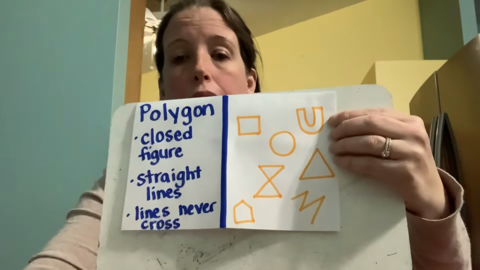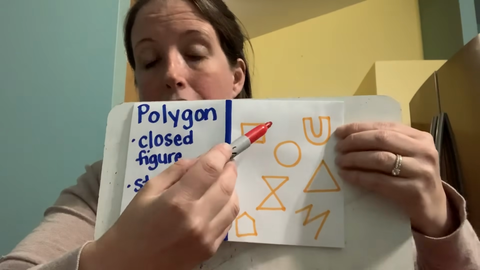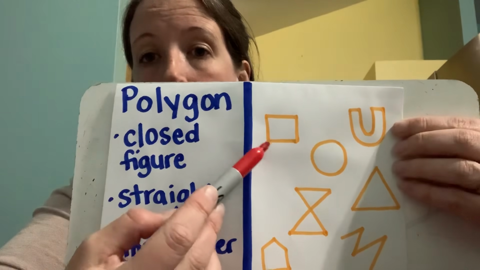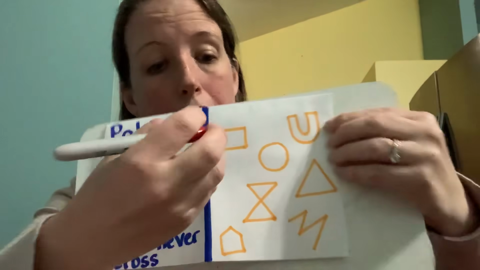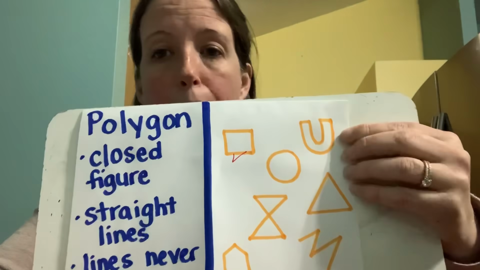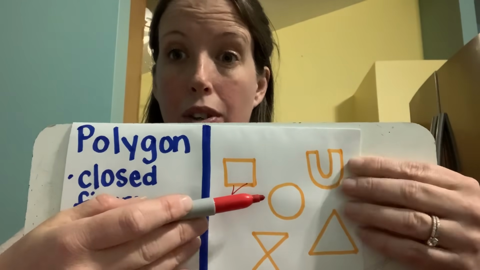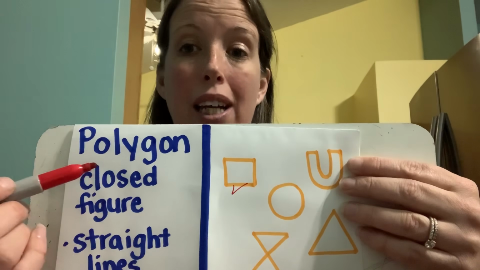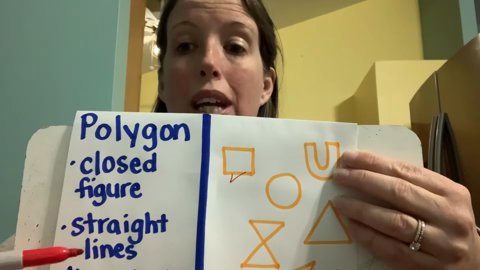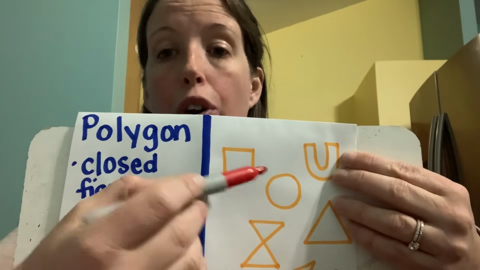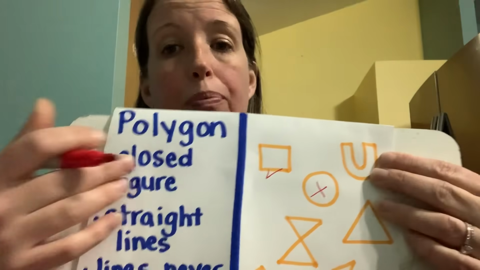So first up, this figure right here looks like a square. I noticed it doesn't have any openings, so it is a closed figure. All of my lines are straight and the lines never cross with each other, so I can call this a polygon. Here is a very familiar shape known as a circle. Now, a polygon has to be closed, which this is, but it has to have straight lines. Circles have curved lines, so although a circle is a shape, it cannot be called a polygon.